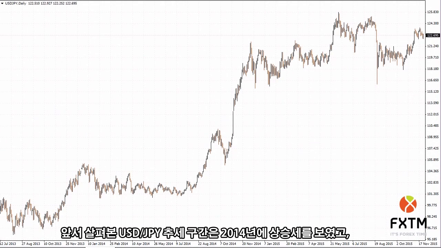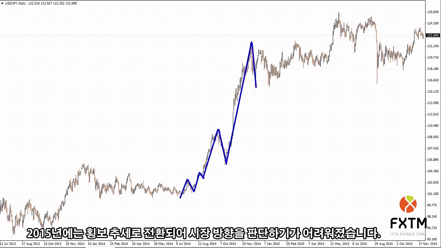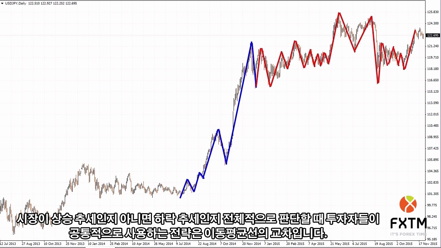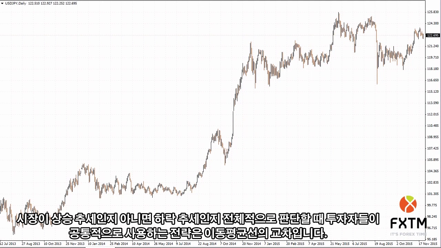So we looked at a trend segment on the dollar yen earlier where it was nice and bullish in 2014. And then through 2015, it got a lot more flat. It was more difficult to tell which direction the market was going. And a very common strategy for investors to use, just to provide a general overview of whether or not they believe the market they're following is in an uptrend or a downtrend, is to use a moving average crossover.